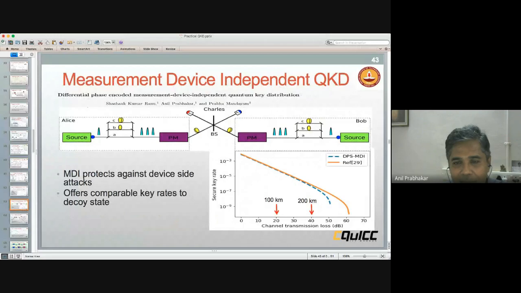In other developments, we have also looked at what is called measurement device independence, right? Measurement device independent means that instead of stopping at 100 kilometers, I can take my channels up to 200 kilometers because in the middle, there is charge. With every such thing, there's a complication. Nothing is easy. Nothing is plug and play.